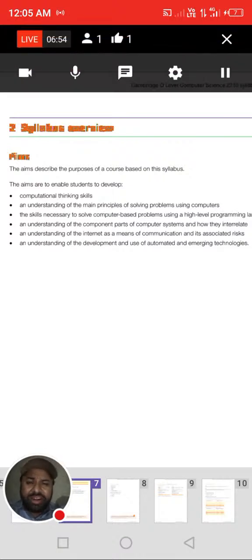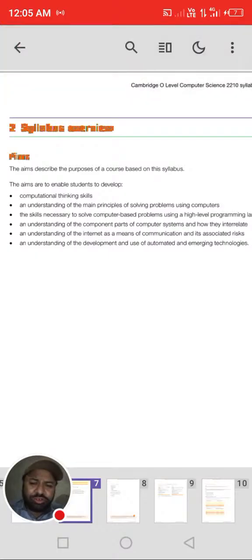This is a fundamental, basic, introductory lecture for O-level students: an understanding of the development and use of automated emerging technologies. Look at it. Two words: automated and emerging technology.